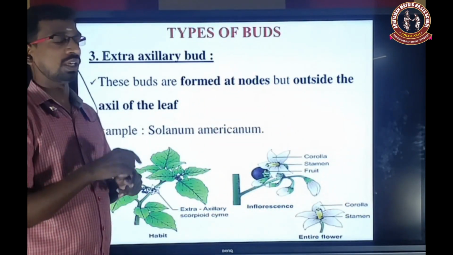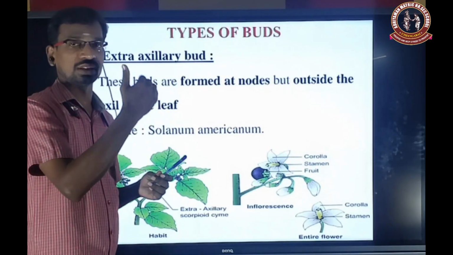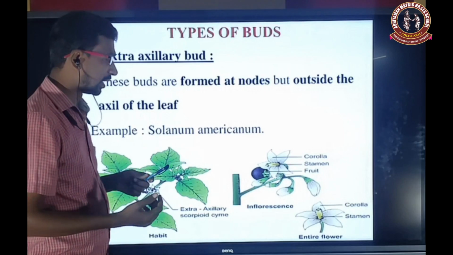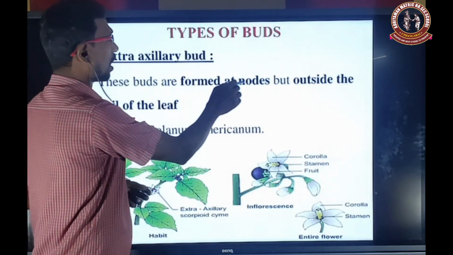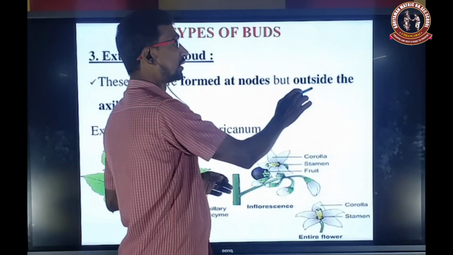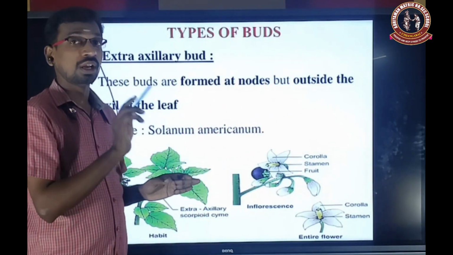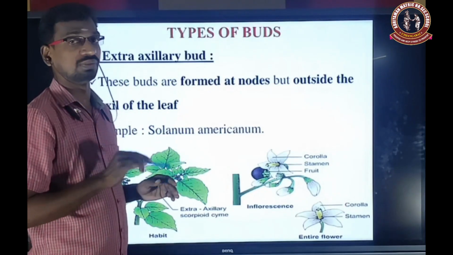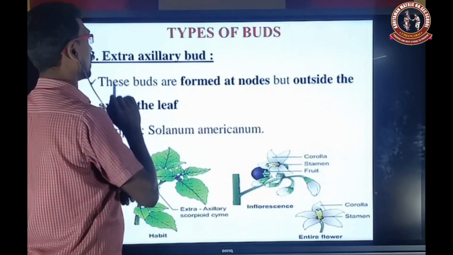Another type is the extra-axillary bud. It is not born in the axil between the stem and the leaf. Instead, it is formed away from the axil. The bud is formed at the node, but outside the axil of the leaf. That is very important: away from the axil. Solanum americanum is an example of an extra-axillary bud.